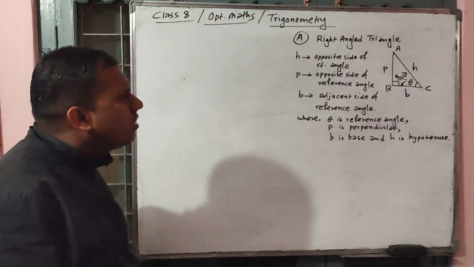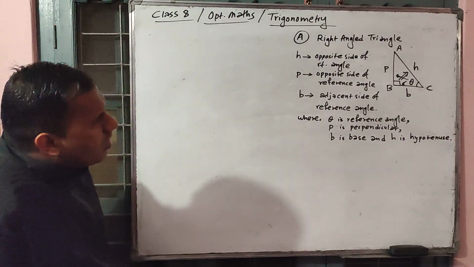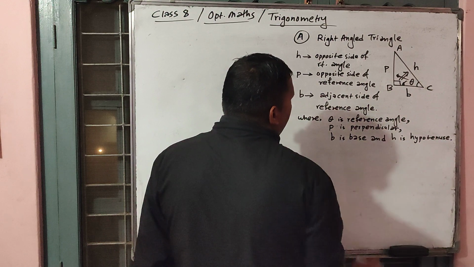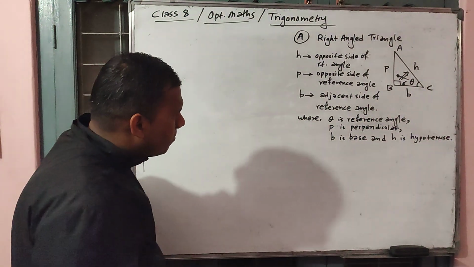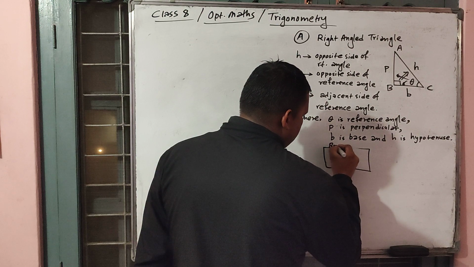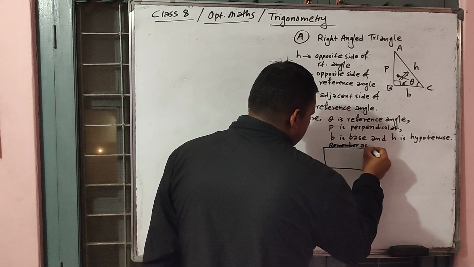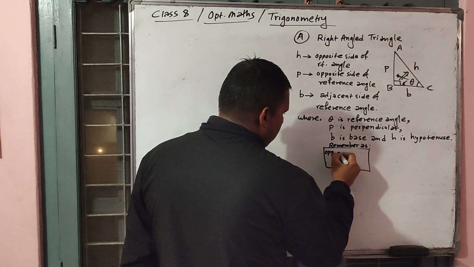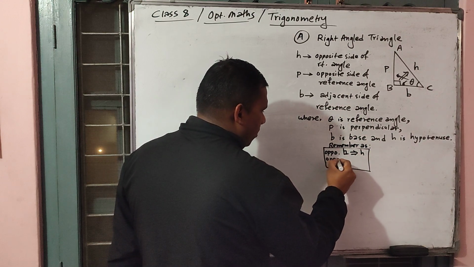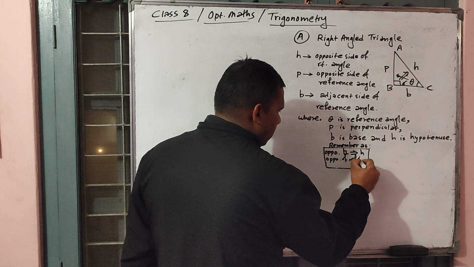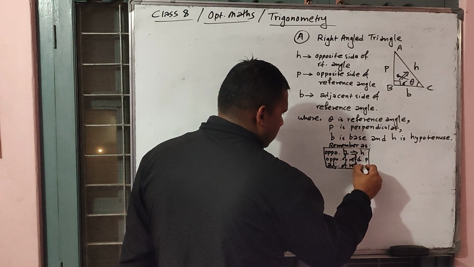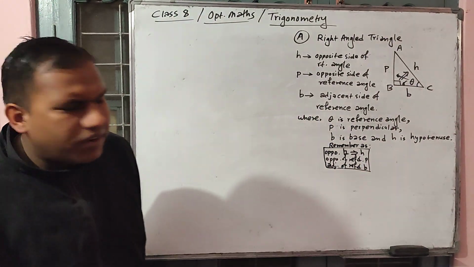Okay, so in short, the opposite side of the reference angle is perpendicular, the adjacent side of the reference angle is base, and the opposite side of the right angle is hypotenuse. So in summary, we can remember: opposite of right angle, that is hypotenuse. Opposite of reference angle, that is perpendicular. Adjacent of reference angle, that is base. Okay, we can remember it as a shortcut.